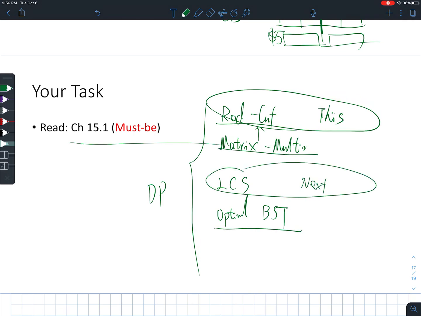For matrix multiplication and optimal binary search tree, I'm not going to talk about them in class, because they're really difficult to understand. But again, if you are serious about a career as a software engineer, go read them by yourself. And I also provide the slides for these two topics, so you can first go through the slides and then read the book chapter.